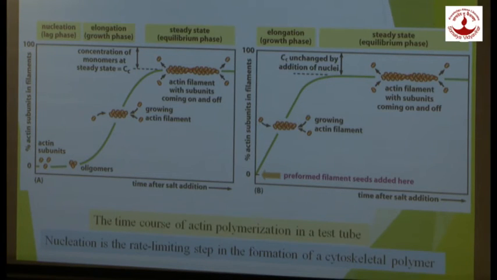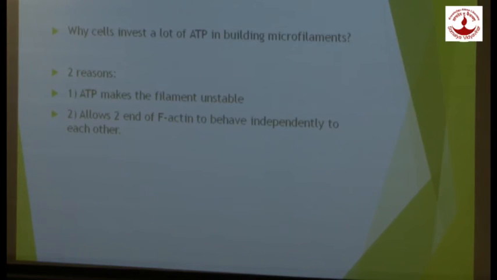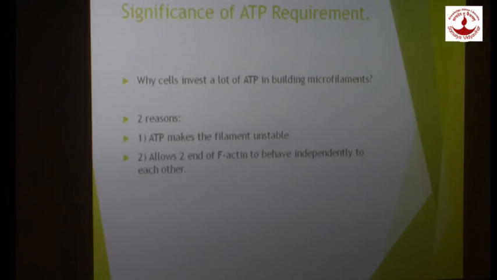Okay, so this is the assembly kinetics. Then we move on to a very important part, the answer to a question that we asked: why should actin bind to ATP? So, the significance of the ATP required. Cells are investing a lot of ATP in making microfilaments, in making the cytoskeleton, which is rigid as well as unstable. So why does the cell invest a lot of ATP in building microfilaments? There are two answers to that.